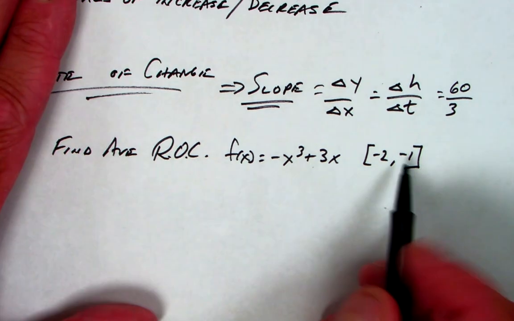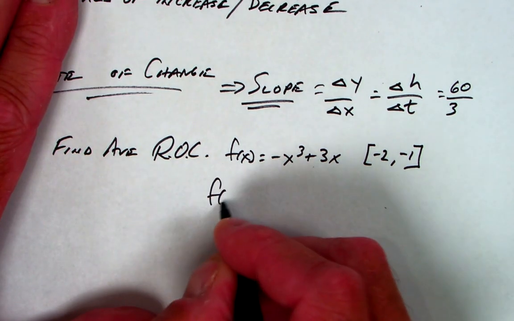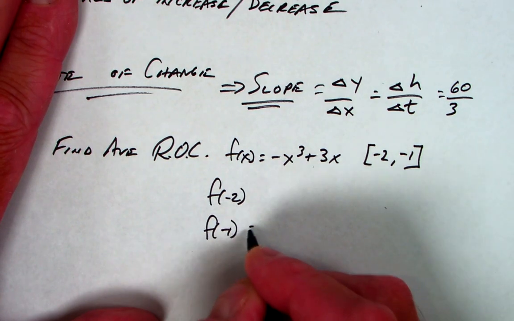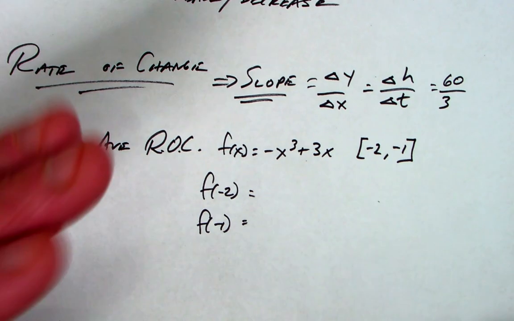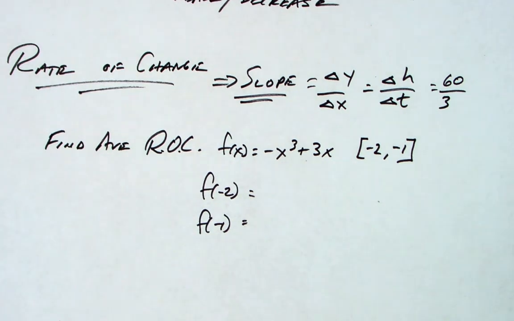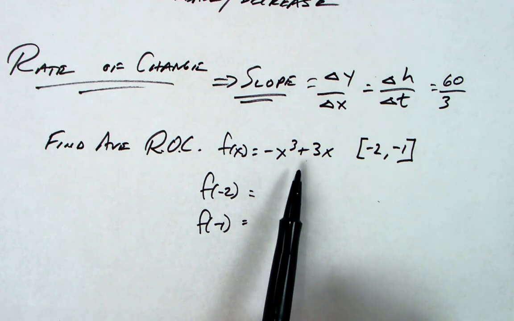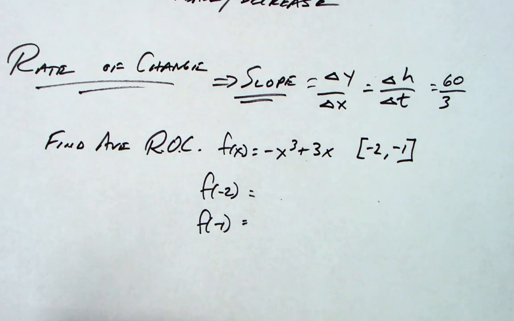This is laying the groundwork for calculus. So what we're going to do here is find f of -2 and find f of -1. Plug in -2, plug in -1. Ladies, -2, guys, -1. Go.